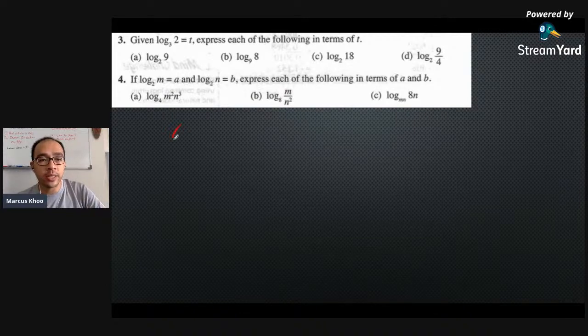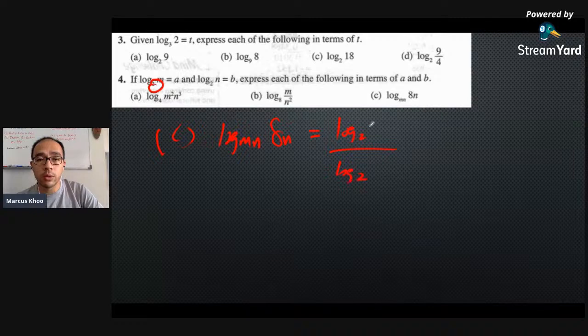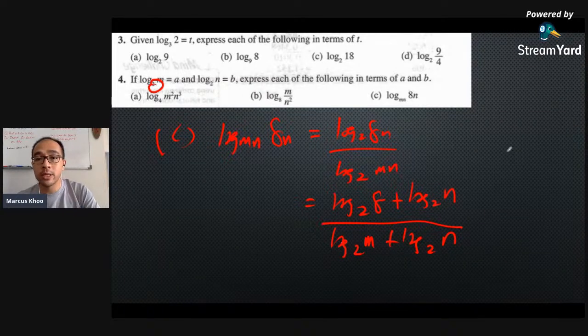Okay, let me do one last one now, question C. So log mn, 8n. Our base is 2. No choice. We have to change it to base 2. So log base 2, 8n over mn. Okay, so this will be log 2, 8 plus log 2n over log 2m plus log 2n. Okay, so log 2n is already given, log 2m is already given, so we will get log 2a plus b over a plus b. But there's the problem over here, log 2a.